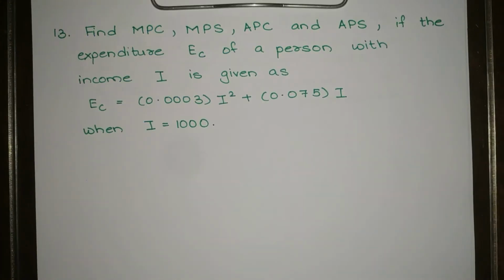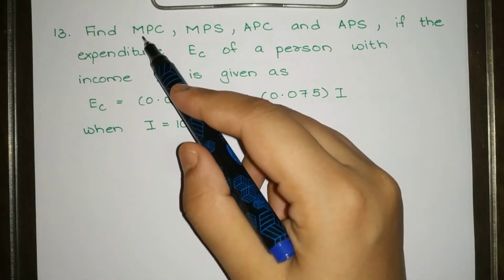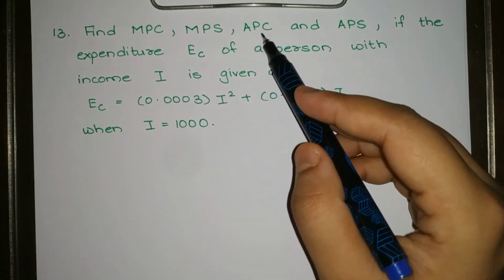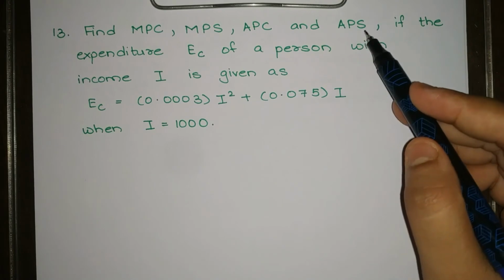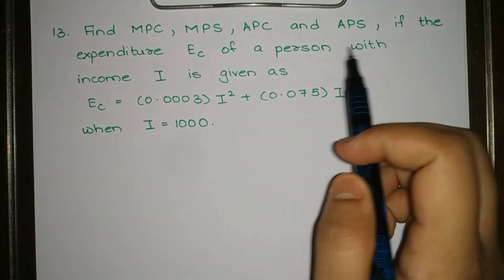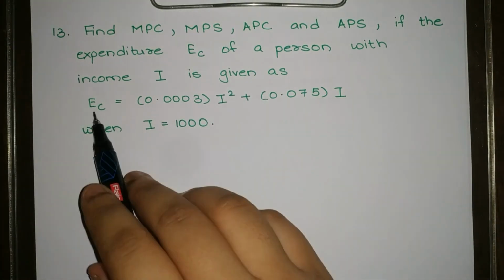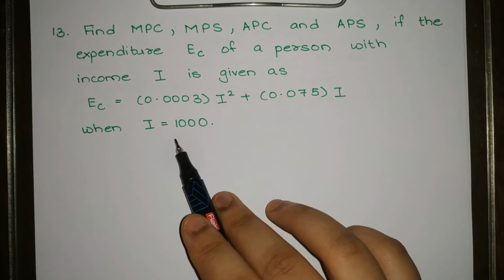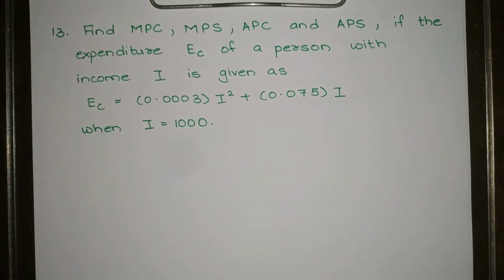Now let us look at the 13th question. In the 13th question, we are given that find MPC, MPS, APC, APS. So what is all this? This is marginal propensity to consume, marginal propensity to save, average propensity to consume, and average propensity to save. If the expenditure EC of a person with income I is given as this, so this is the expression for expenditure, okay? And we have to find all of this when I is equal to 1000.